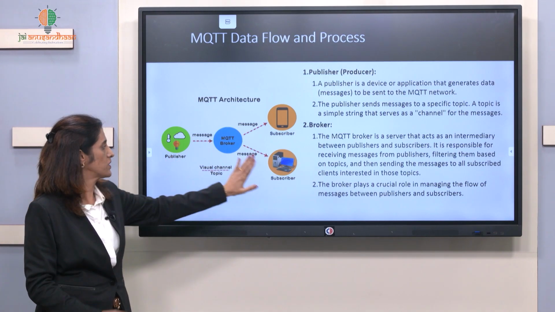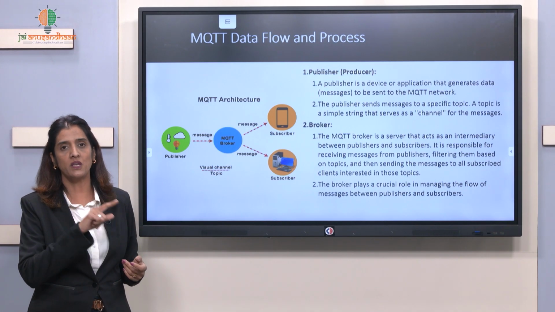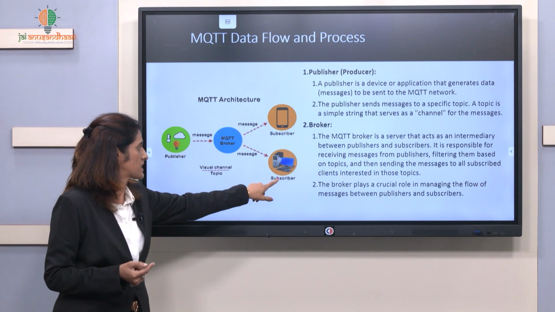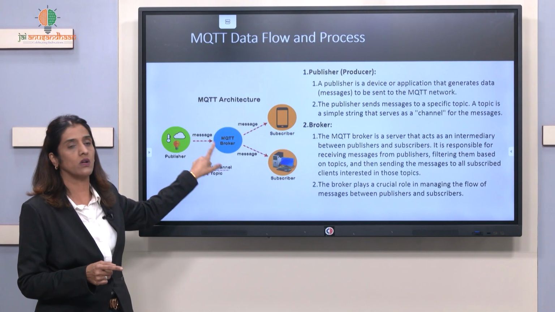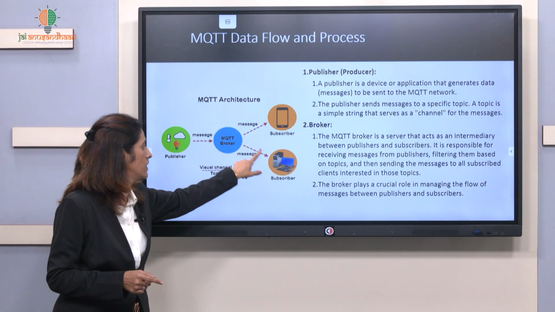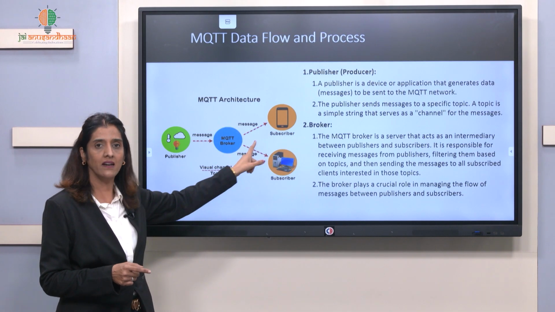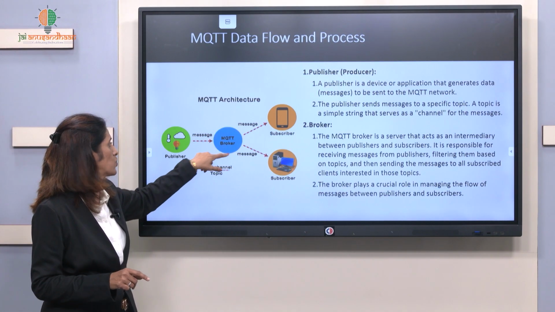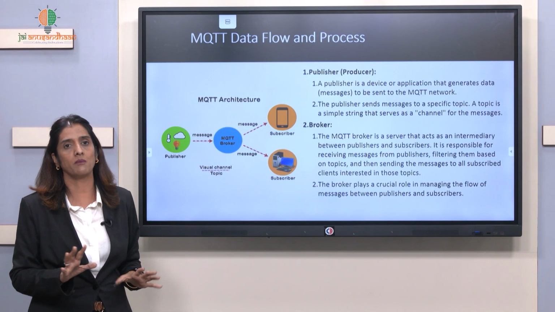So these are the publisher and the subscriber, whereas the MQTT broker is the mediator between the publisher and the subscriber. The publisher publishes the data. If a subscriber has subscribed for that data through the MQTT broker, then and only then will the data which the publisher has published be sent to that subscriber. The subscriber will get only the data to which it has subscribed through the MQTT broker. This is the simple MQTT architecture.